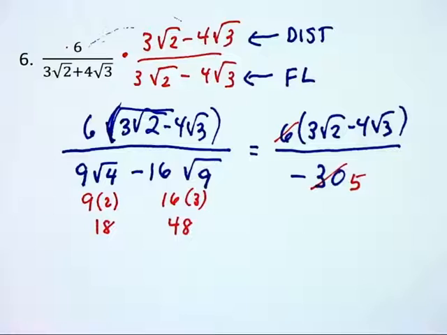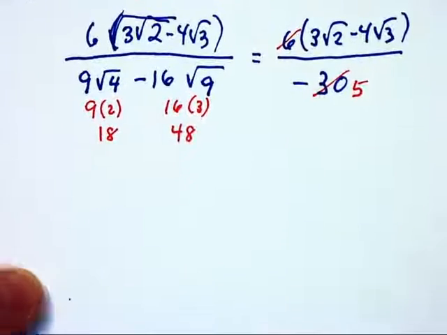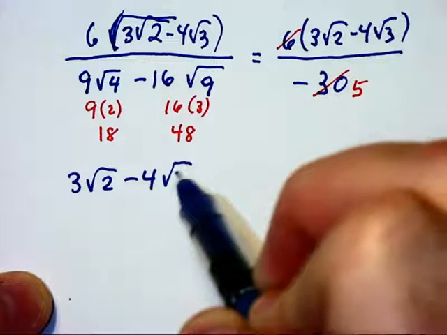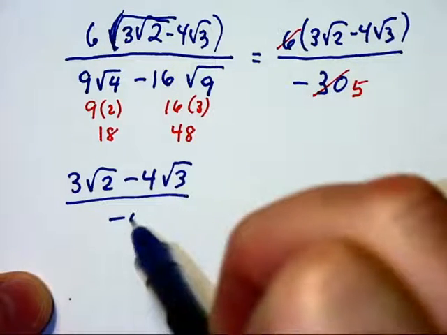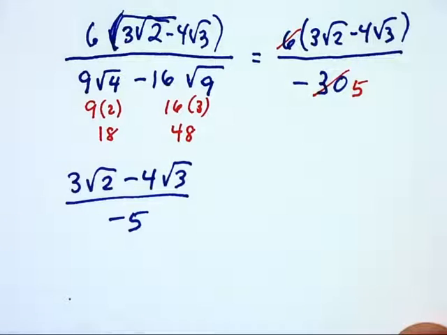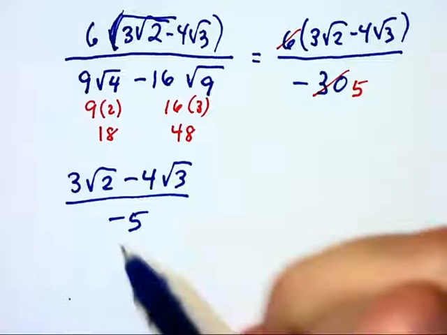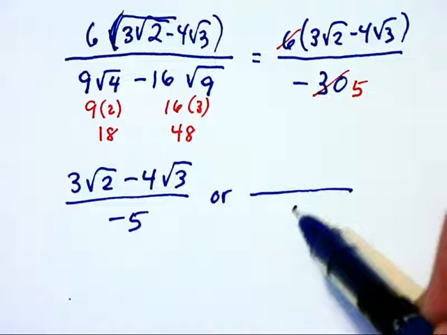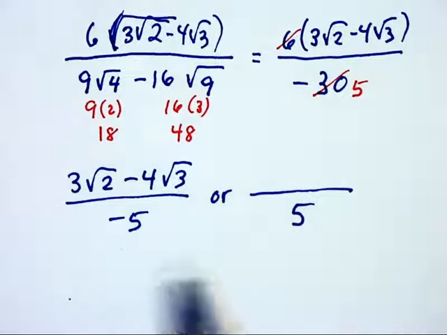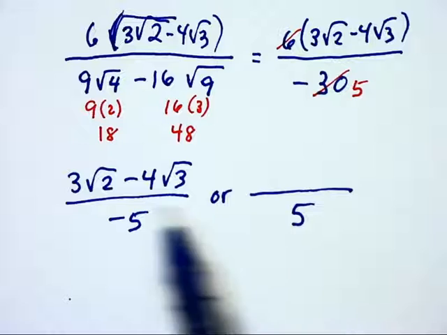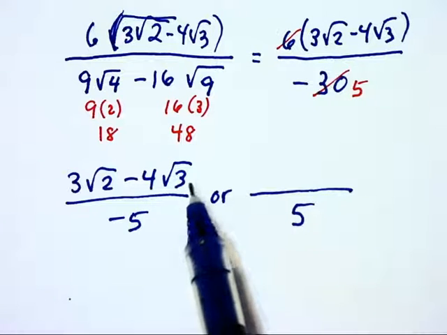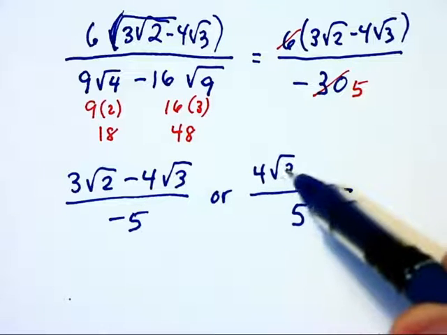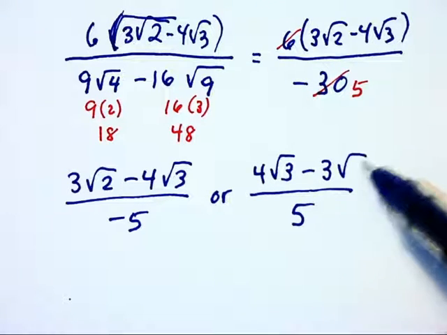Now let's rewrite what we have. Our numerator is going to be 3 root 2 minus 4 root 3 over negative 5. Now technically we've rationalized the denominator, but I don't like that negative denominator there, so I'm going to say there's another way we could write this. We could put it over a positive 5. That's multiplying the denominator by a negative, so we'd multiply the numerator by a negative, and the negative 1 technique says we can reverse the order and have that as 4 root 3 minus 3 root 2.